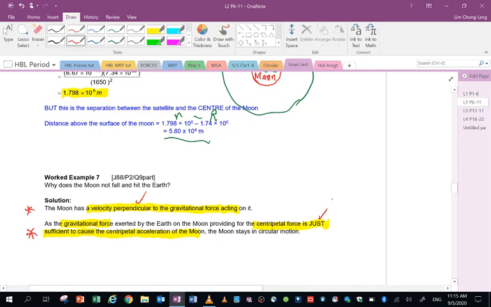Fortunately, this question came out once, and till now it hasn't come out again, but that does not mean that it will not come out, because the question can be modified. The question can be, why does the satellite not fall and hit the Earth? Instead of the Moon, it can be a satellite. So this question is still relevant.